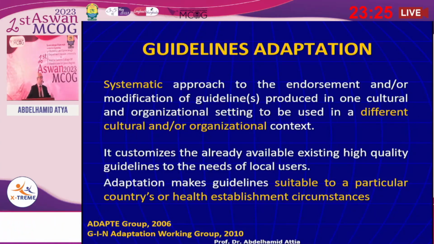What is guidelines adaptation? It is a systematic approach. It should be systematic. It has a strict methodology for the endorsement and or modification of guidelines produced in one cultural or organizational context or setting to be used in a different cultural and or organizational context. This is what we need. We need to transform those guidelines that are made for the USA to guidelines that are suitable for Egypt, for example. This is exactly what we need, and we are having the methodology.